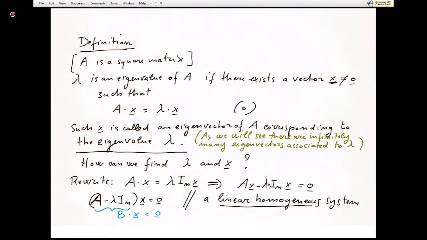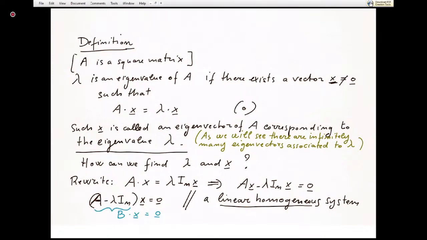This is a very simple property, called the distributive property of the matrix product. It works like for numbers, okay? So A minus lambda identity, remember that lambda identity is an n by n matrix, okay? A minus lambda identity, which is a new matrix that multiplies x, is equal to 0. Now, don't worry about the name of this matrix. Call this B. You have B times x equal to 0. It is an n by n matrix times x equal to 0.